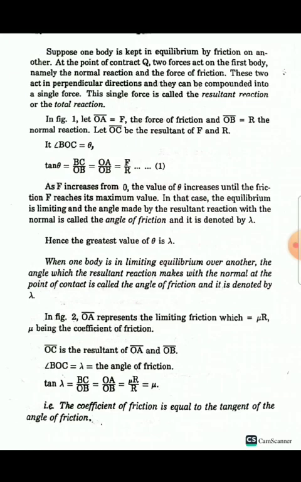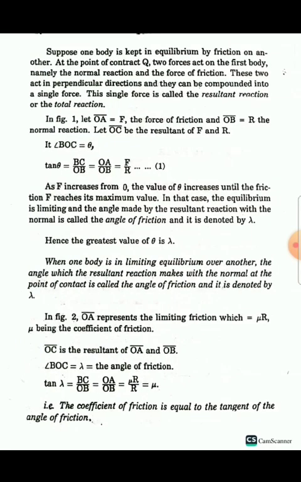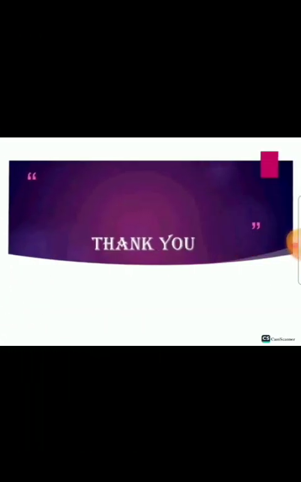Now we form tan lambda, which is equal to BC divided by OB, and opposite sides are equal in figure 2. So BC is OA divided by OB, and OA is nothing but the limiting friction mu R divided by the normal reaction R. Cancelling the R's in the numerator and denominator, finally we get mu, which is the coefficient of friction. Therefore, the coefficient of friction is equal to the tangent of the angle of friction. That is, tan lambda is equal to mu.